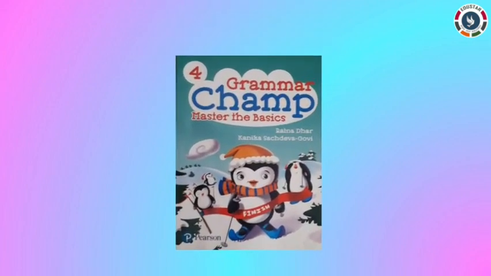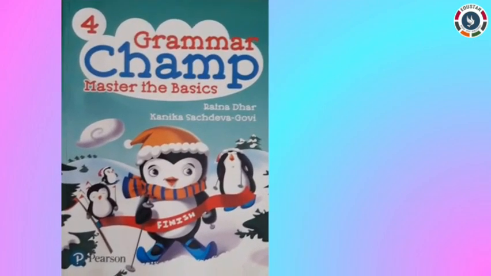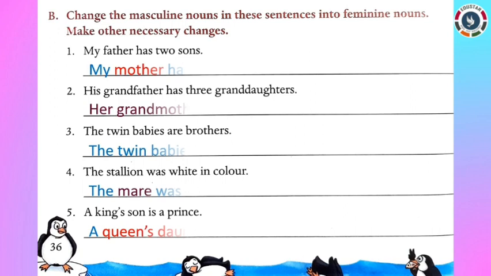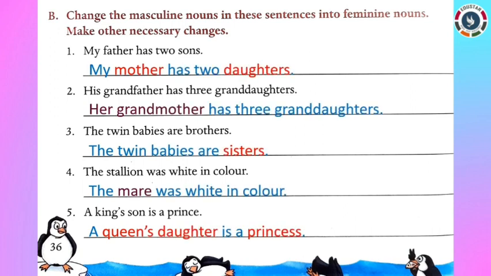Now, let us complete the book exercises. So, take your grammar book and turn to page 36, exercise B. Change the masculine nouns in these sentences into feminine nouns. Make other necessary changes. I have written the answers, so read the sentences twice or thrice and then copy them down in your book.